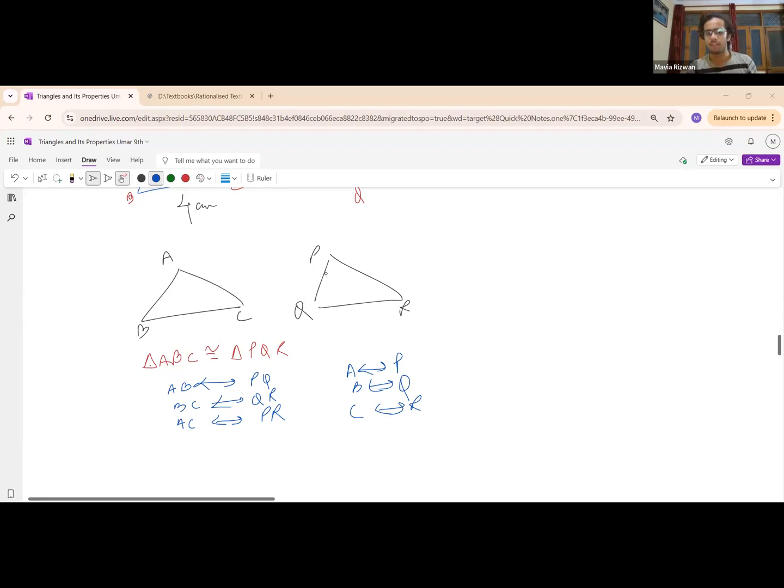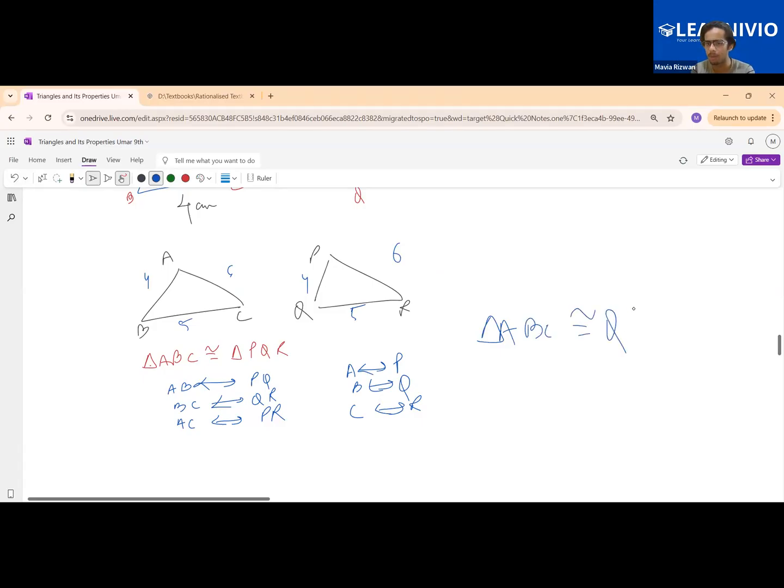So now, Umar, first of all, is this concept clear? Yes, sir. Okay. Now, A, B, C, and P, Q, R. So A and P should correspond. B and Q should correspond. C and R should correspond. So I cannot write triangle ABC. Let's say if I mark the sides, this is 4, this is 4, this is 5, this is 6. So this should also be 4, 5, 6. Now, Umar, there is no way I can write that triangle ABC is congruent to triangle QRP. No, I cannot do that.